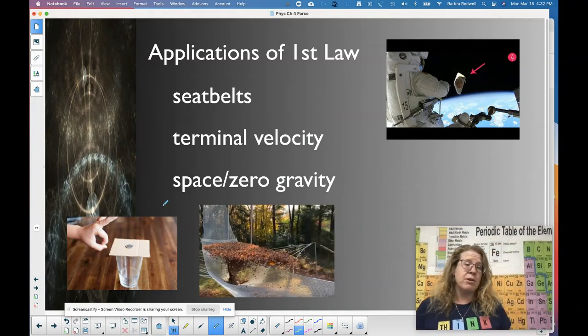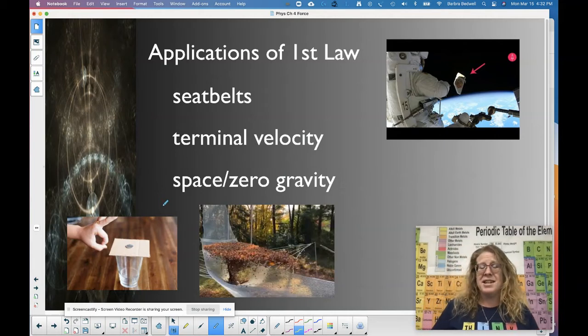Movement in space or in zero gravity is definitely an interesting case of Newton's first law, because you don't have the force of gravity.